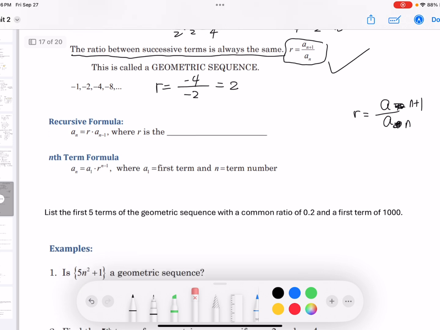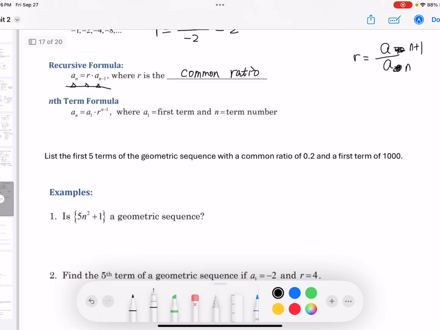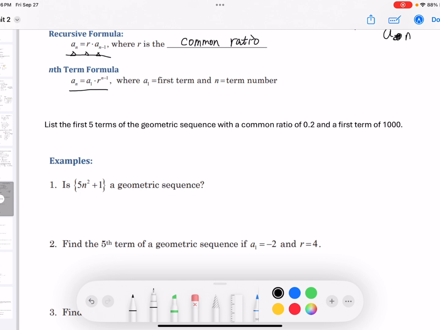Okay, let's see. Recursive formula: a sub n is equal to R times a sub n minus 1. So the term is equal to R times its previous term, where R is the common ratio. Nth term formula: here we have a formula to find a sub n. A sub n is equal to a sub 1 times r to the n minus 1 power. A sub 1 is the first term, and n is the term number.